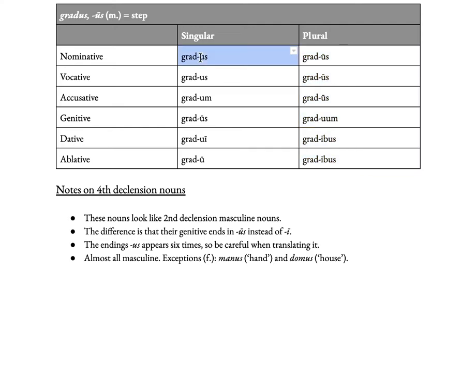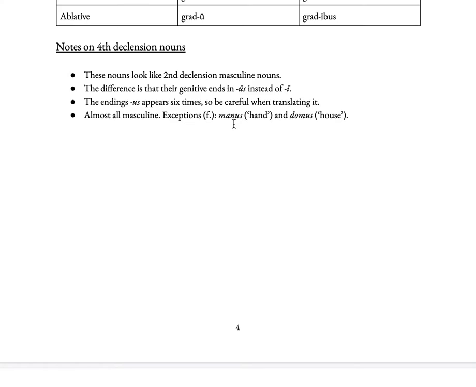So the nominative form, and in fact a lot of forms of this noun, look like second declension masculine. Gradus looks like dominus, they have the us at the end. But the difference is the genitive singular, us instead of i. These can be difficult to translate because that ending us appears six times. As I say, almost all of them are masculine. Two particular exceptions, though, are manus, a hand, and domus, a house. Those two are both worth bearing in mind.